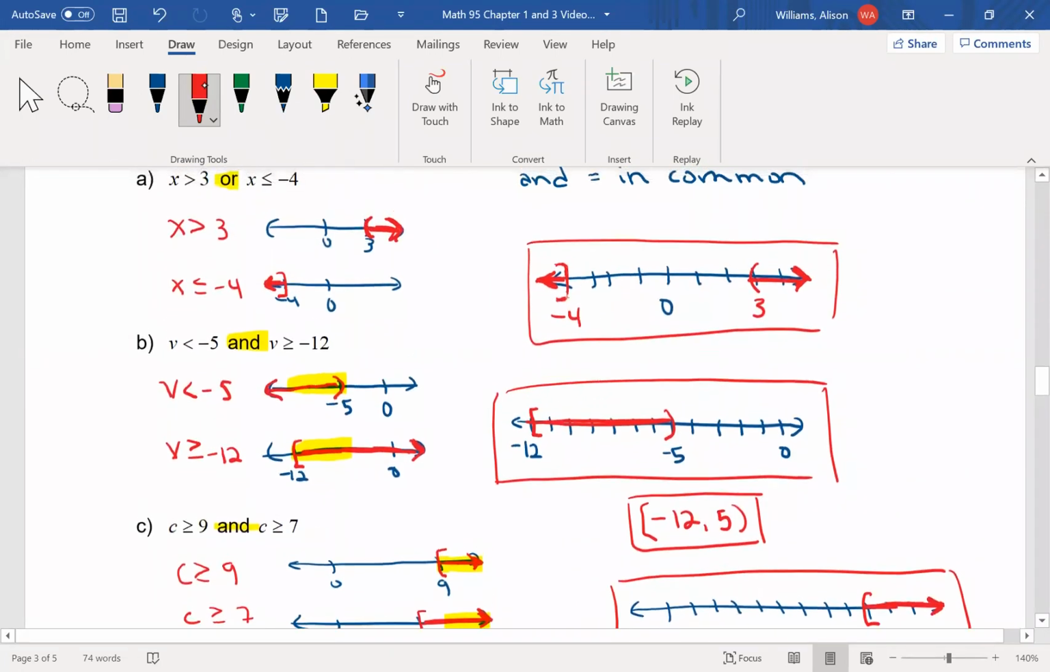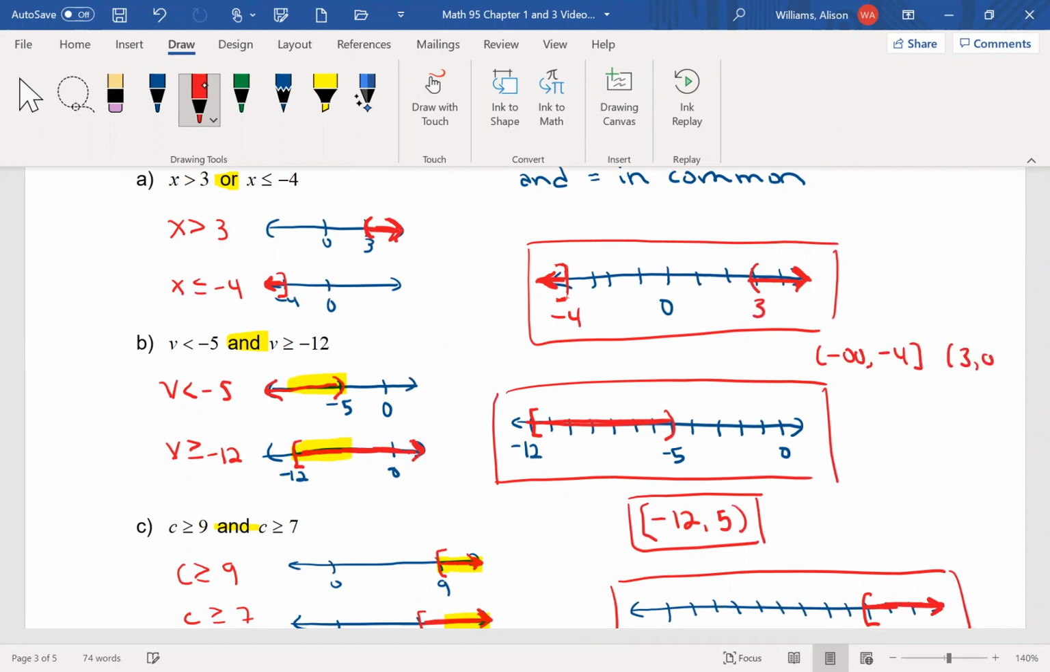Okay, this one has two of them. So this one has -infinity to -4 with a bracket. And then it picks up from 3 to infinity, parentheses around both of those. And then because they're both on the same graph, we use a U to indicate that. This capital U means that both of these are contained on the same graph.